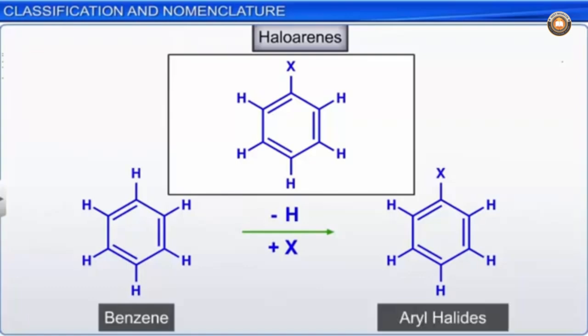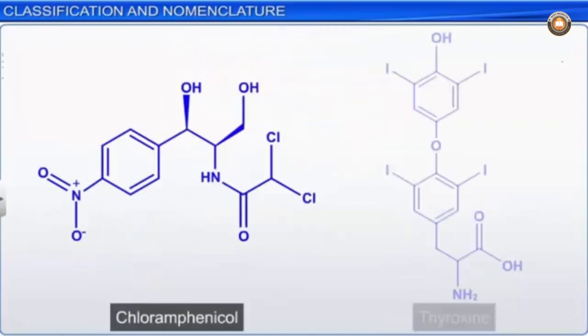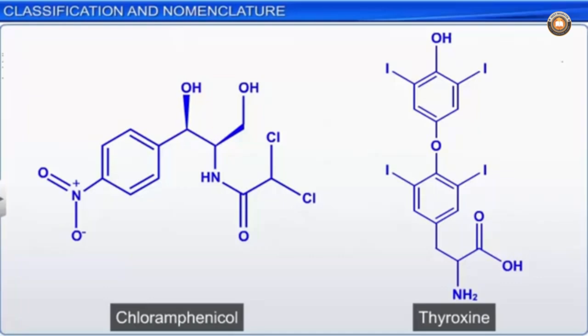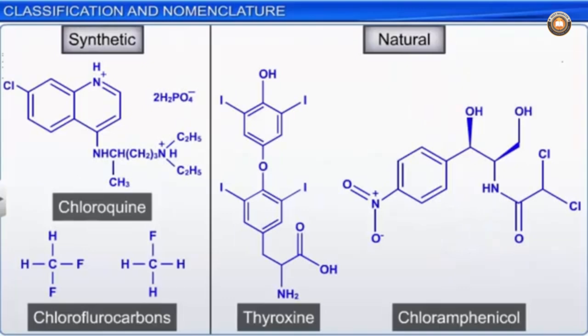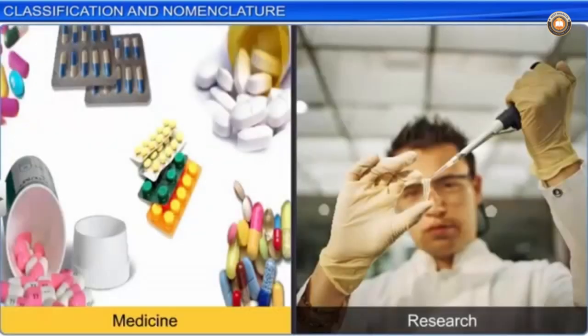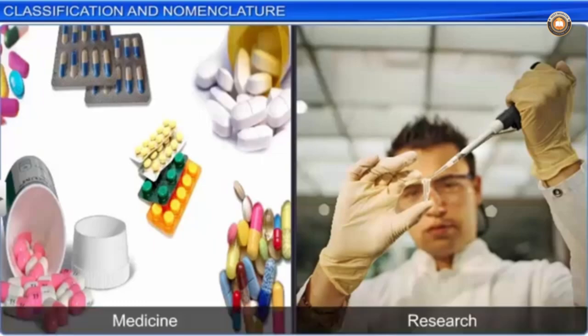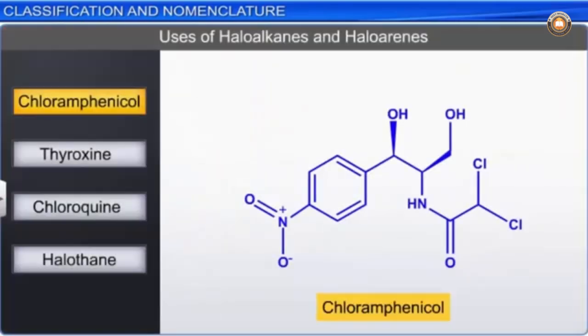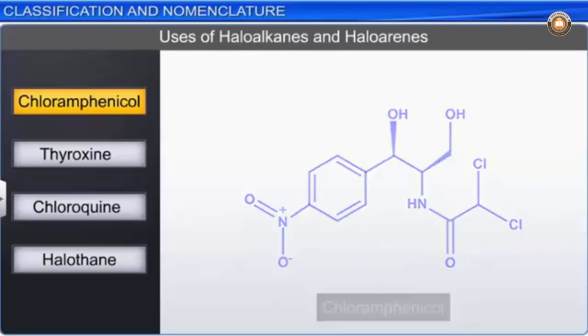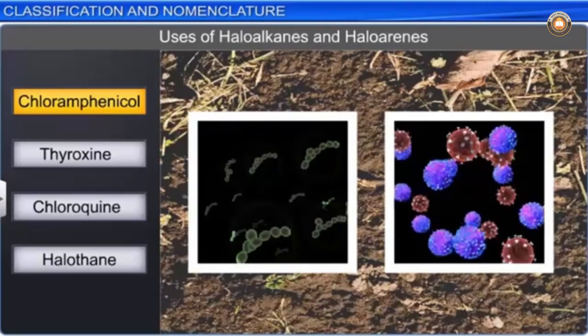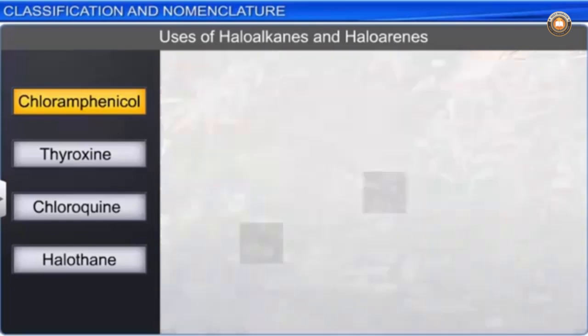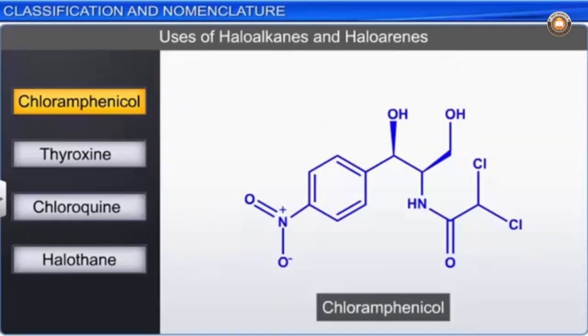Many organic compounds that contain halogens occur naturally. Both synthetic and naturally occurring halogenated organic compounds have important uses in medicine and research. Chloramphenicol is a naturally occurring substance produced by soil microorganisms. As you can see in the structural formula, it contains 2 chlorine atoms. Chloramphenicol is used as an effective drug in the treatment for typhoid fever.